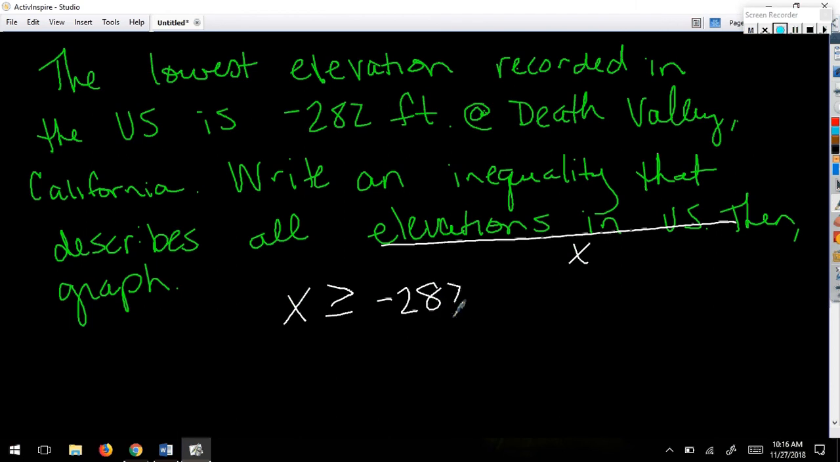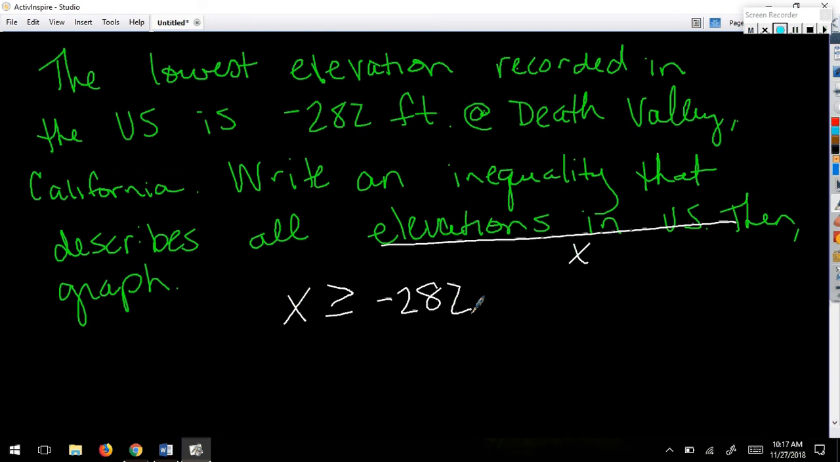Now, let me ask you this, Christian. Why did you say greater than or equal to and not greater than? Because I didn't know I could get this. You're right, but I'm asking why. Is negative 282 one of the points that it can be? Yes, that is actually one of the elevations. So x is greater than or equal to negative 282 is my inequality.